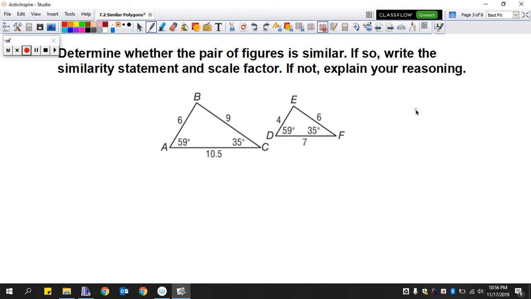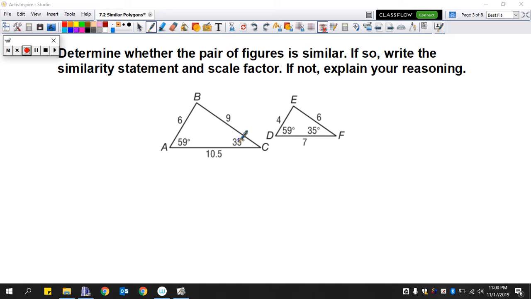So our first example says to determine whether the pair of figures are similar. If so, write a similarity statement and a scale factor. If not, explain your reasoning. So we have to determine whether all of the angles are the same. Remember, a couple lessons ago we talked about the fact that if two angles are congruent between the triangles, then the third angle is congruent as well. So here we can tell that all three angles are going to be congruent.